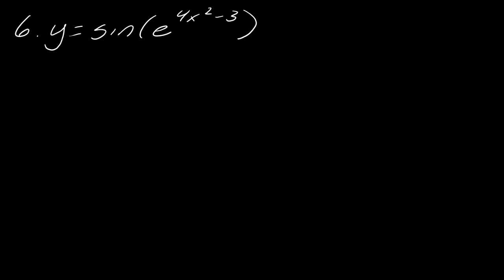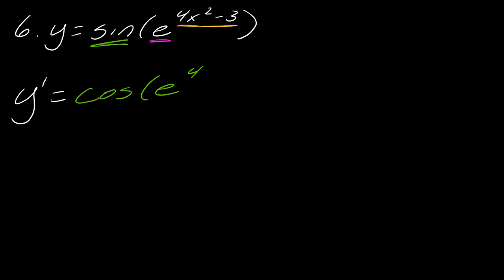Okay, so for 6 here, this is another good old chain rule. It's all about identifying your functions. The outermost function is sine, the next function in would be e, and then the innermost function is this part right here. To take the derivative, I want to work from the outside in. The derivative of sine is cosine, and then I leave all the other stuff intact. Just leave it alone.